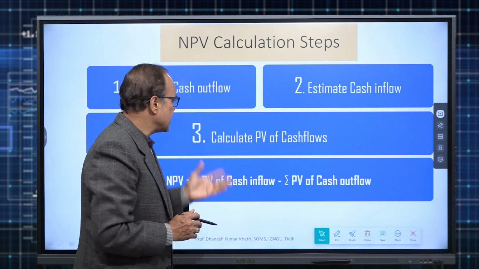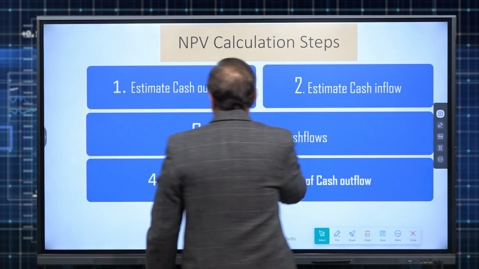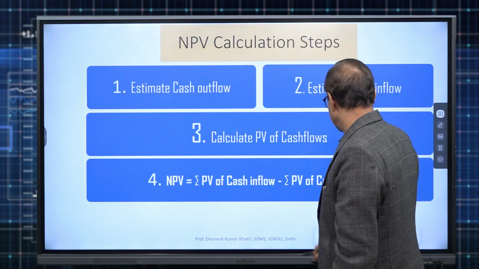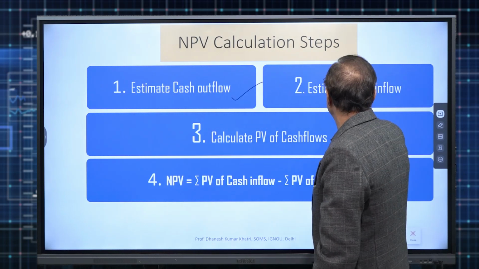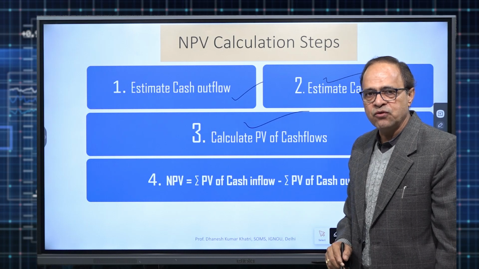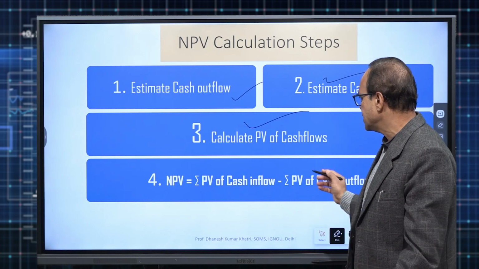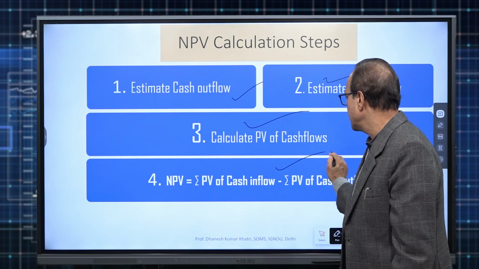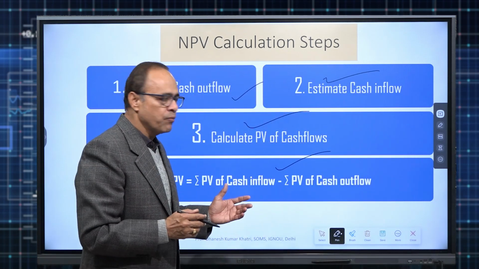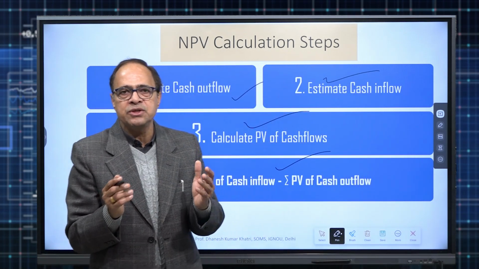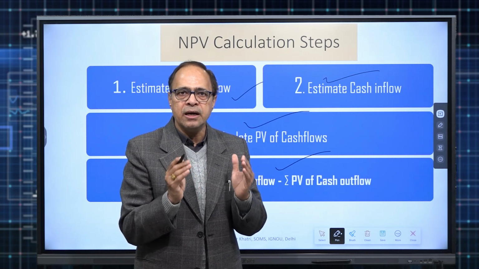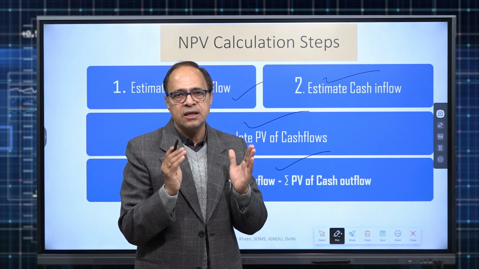So these are the steps I have already explained to you. Estimate cash outflow, estimate cash inflow, calculate the PV of cash outflow as well as cash inflow, both the cash flows, and apply this formula to calculate NPV. And the decision rule I have told you: projects which have NPV 0 or more than 0, that is positive NPV, are acceptable, else they are rejected.